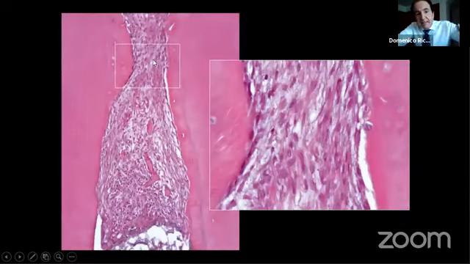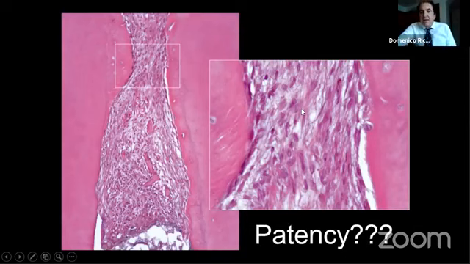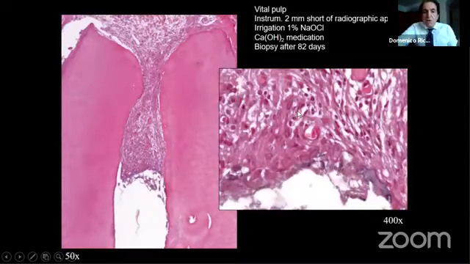But if you go a little bit apically, you find no more inflammation, only fibroblasts and fibers. And now, think about the concept of patency. You have been doing your best to produce a clean wound at this level. And then you bring your patency file with the intention to disrupt and to avoid accumulation of debris. You are doing what? You are destroying the tissue that you are trying to keep vital. So at least in vital cases, the patency concept is totally wrong.